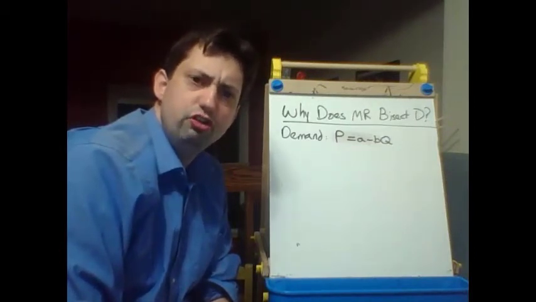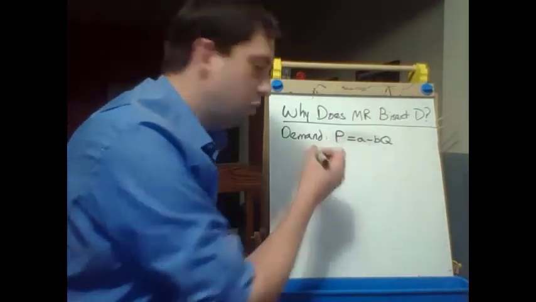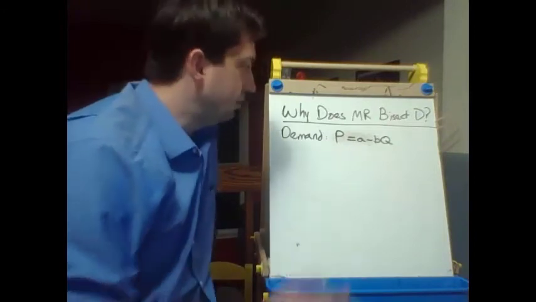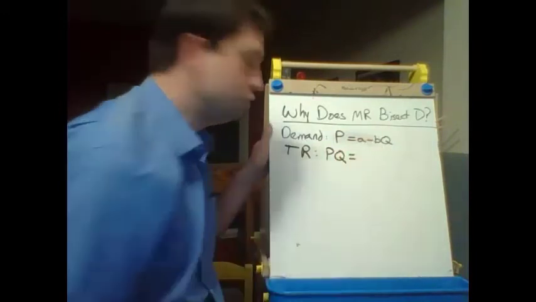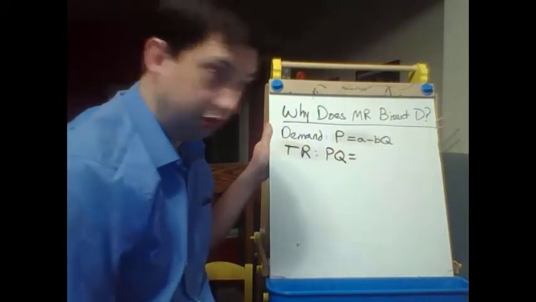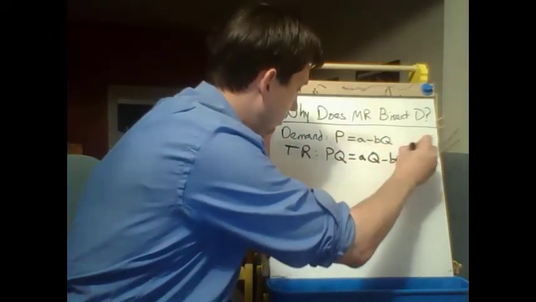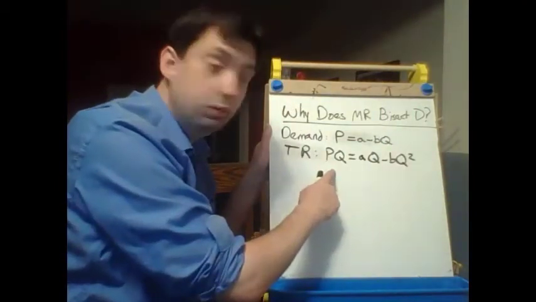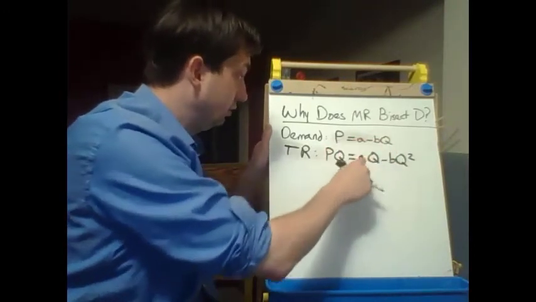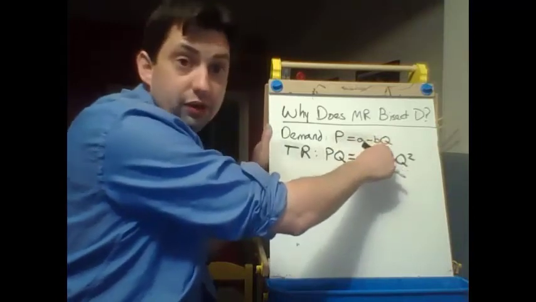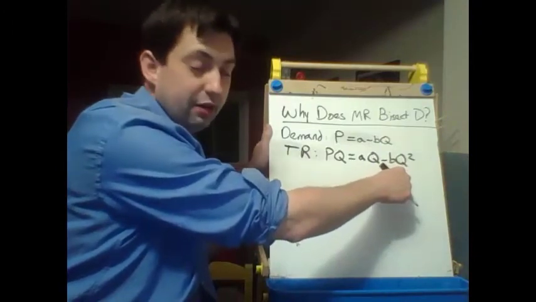Well, marginal revenue is change in total revenue. So what's the equation for total revenue? Well, total revenue is the same thing as price times quantity. And what you do to one side of the equation, you do to the other. I'm going to multiply this side by Q, so I have to multiply this side by Q. So there's a Q tacked onto that A, and a Q tacked onto that BQ. This becomes AQ, and this becomes negative BQ squared.